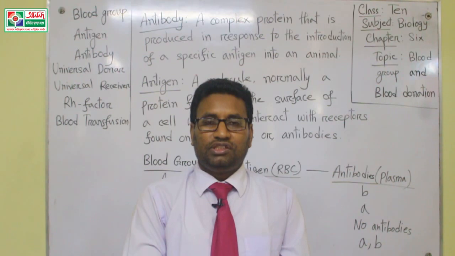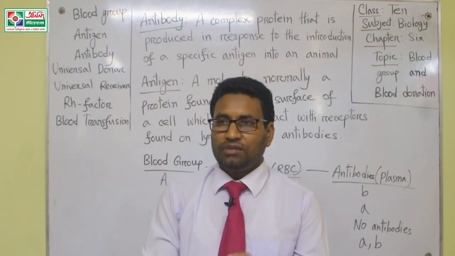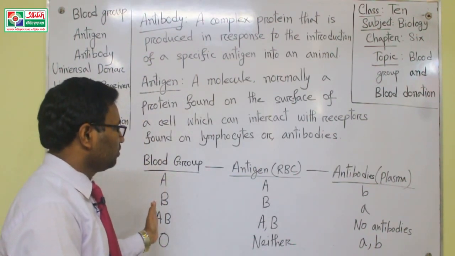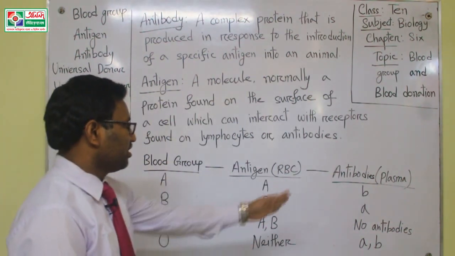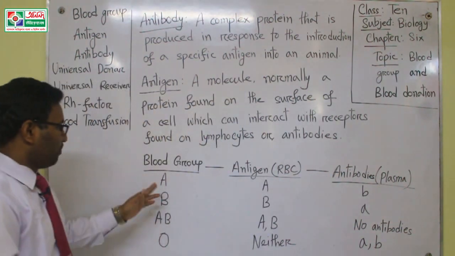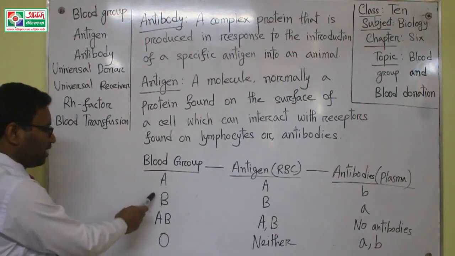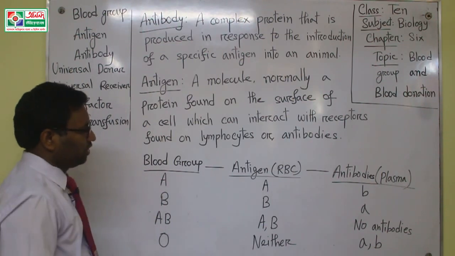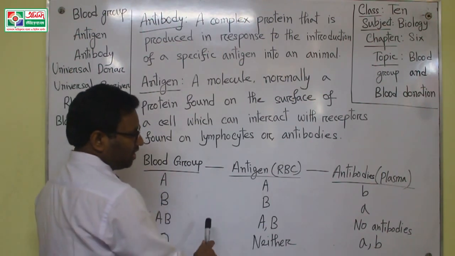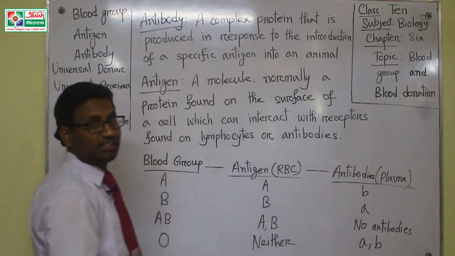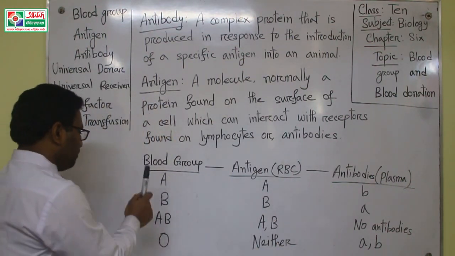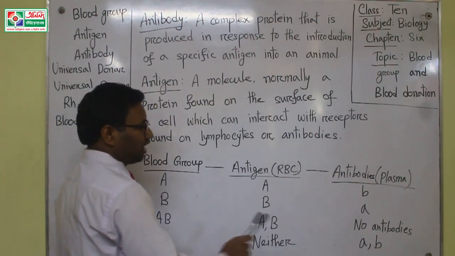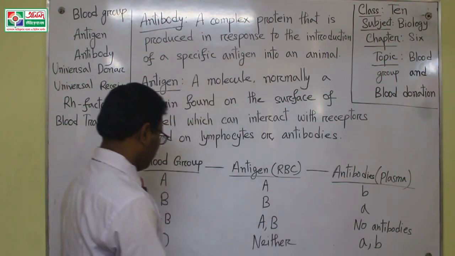I have written down the table of blood group on the whiteboard. This is the blood group table: blood group, antigens, antibodies. Blood groups: A, B, AB, and O. The A blood group possesses antigen capital A and antibody small letter b. On the other hand, the B blood group possesses antigen capital B, and the antibody present is small letter a.